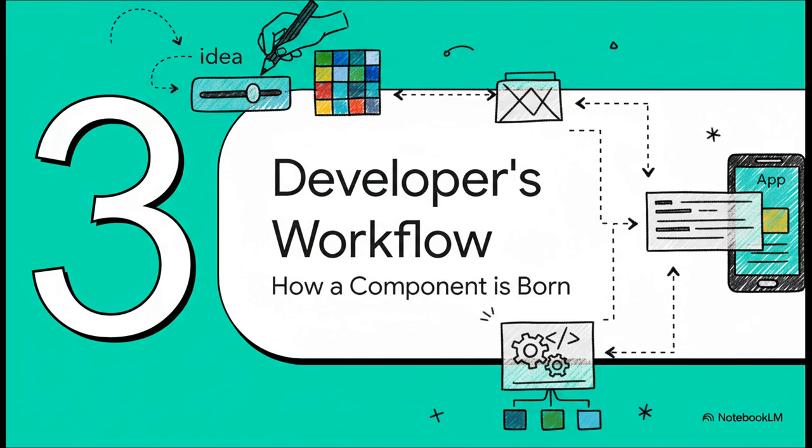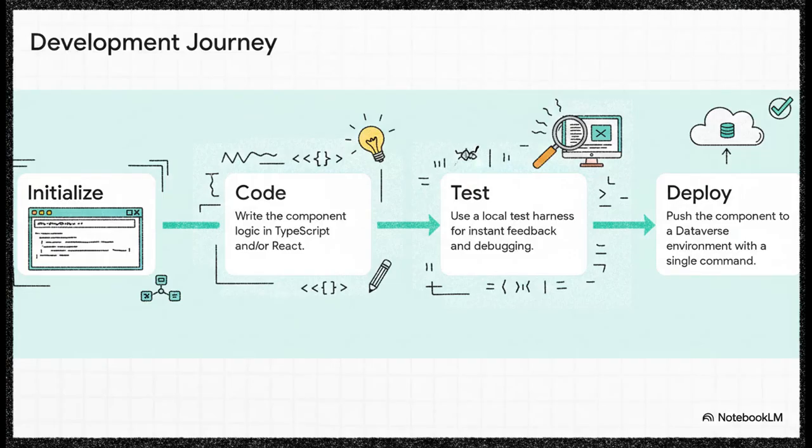Okay, so we know what they are, but how does a developer actually build one of these? How do you go from an idea for a cool slider to a real working thing in your app? Well, it's actually a pretty clean, modern workflow. It all kicks off with a simple command that sets up the whole project structure. Then comes the fun part, actually writing the code. And here's a huge plus. Developers can test and debug everything right there on their own machine, in a local test harness. No more constantly pushing to the cloud just to see if a small change worked. It's so much faster. Then, when it's all good to go, it's just one more command to push that finished component right into your Power Apps environment.